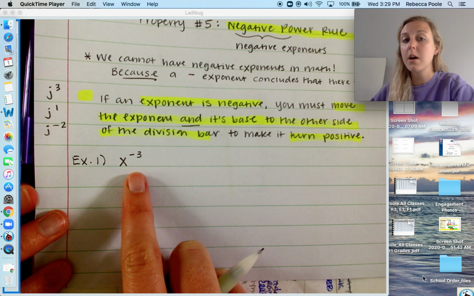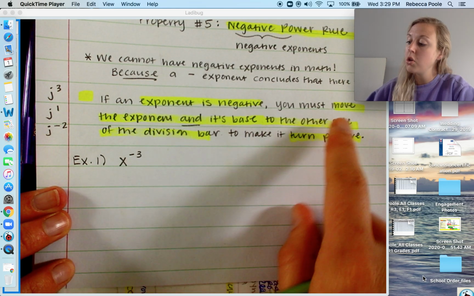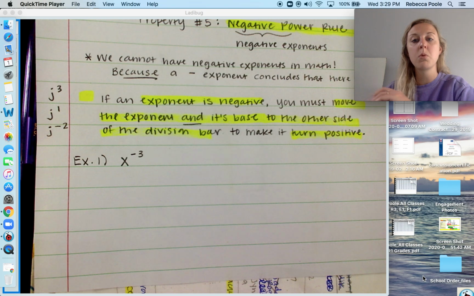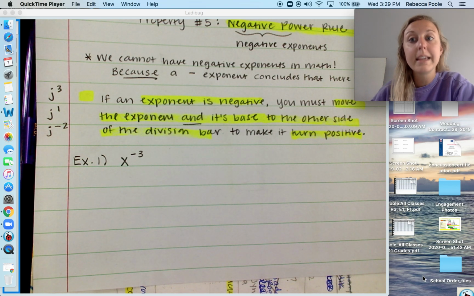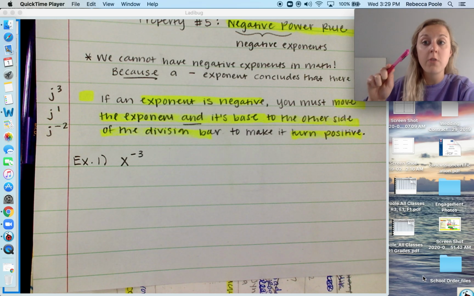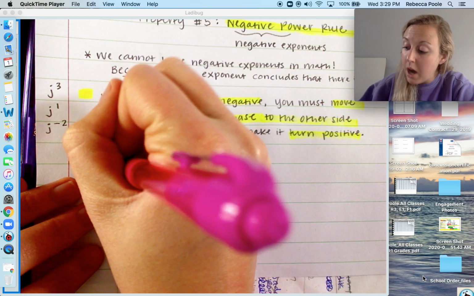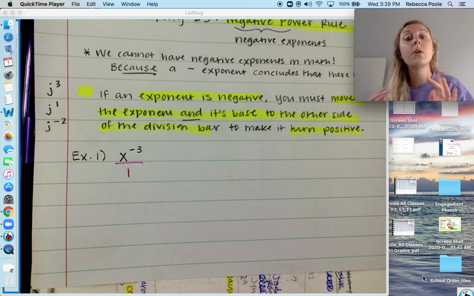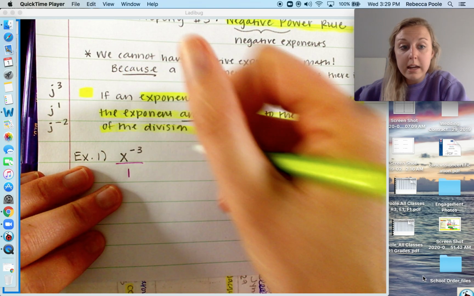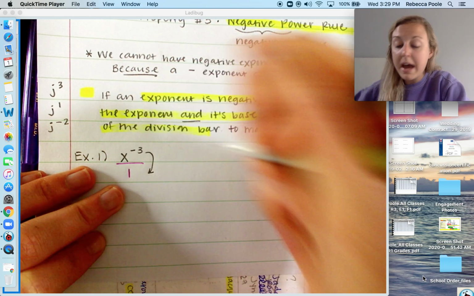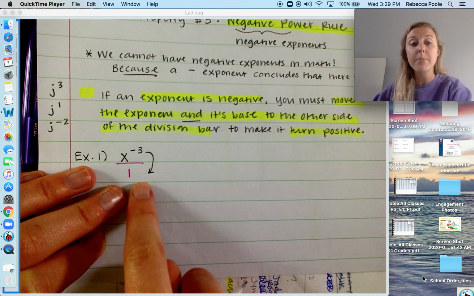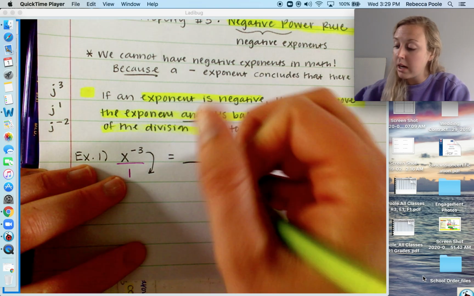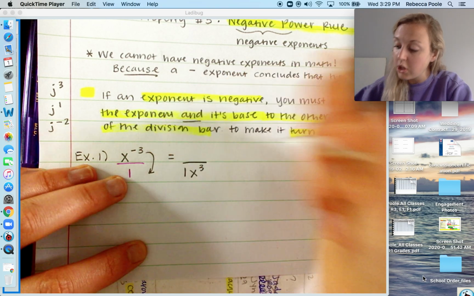That doesn't make sense. So if an exponent is negative, here it is, you must move the exponent and its base to the other side of the division bar. Every year somebody says, well, Miss Poole, we don't have a division bar for this one. Yes, you do. Remember our rise over run. If there isn't a run, we always made it an understood 1. I'm like Busta Rhymes over here today, okay? So now, to make this positive, I'm going to move the exponent and its base to the other side. So since it's in the top, I'm going to move it to the bottom, all right? Which means in the denominator now, I'm going to have 1 over x, and the 3 becomes positive.